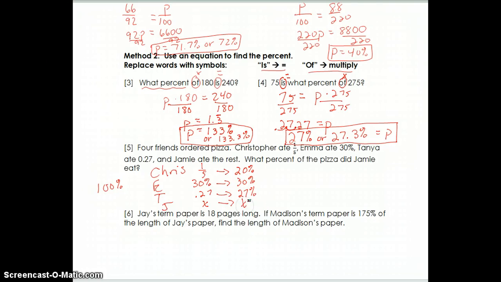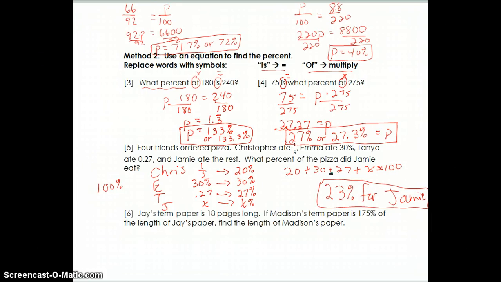Okay, we still don't know how much Jamie ate. We know that these all have to add up to 100. So what we can do is 20 plus 30 plus 27 plus your X equals 100. If we solve for X, we find out how much Jamie ate. Another way we can do this, we can add up 20 plus 30 plus 27. That gives us 77. And we say, if Jamie ate the rest, then you do 100 minus 77, and you get 23% for Jamie.